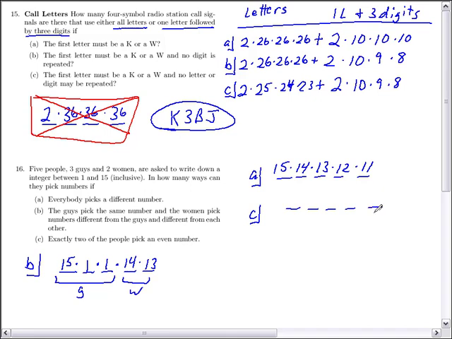Part C, exactly 2 of the people pick an even number. Well, let's let the first 2 people have even numbers. Now, nothing was said about these even numbers having to be the same. They could both pick 8s, they could pick an 8 and a 12, but they have to pick even numbers. So first of all, we have to figure out, from the integers from 1 to 15, how many even numbers are there? Well, you have 2, 4, 6, 8, 10, 12, and 14. So looking at those, we know there are 7 even, and if you count the odds, there's going to be 8 odd.